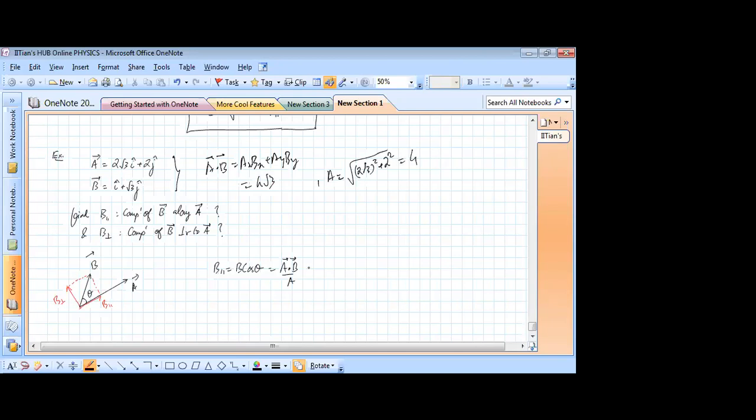Correct. So this becomes how much? This becomes 4 root 3 divided by 4, or it becomes root 3. And then the next thing. So this is the first thing. This was the first formula. And then for B perpendicular, what did we used to do? We used to do this. So just substitute that.